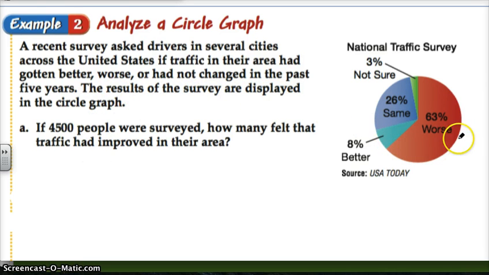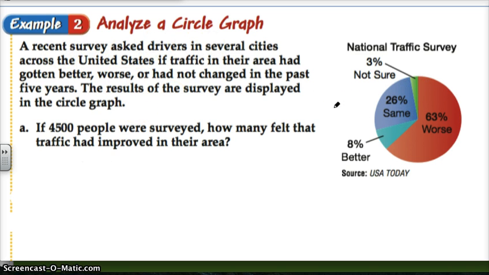One good thing to do anytime you get a graph, take a look at all aspects of it so you know exactly what's happening. This is especially important in standardized testing. So, National Traffic Survey, we see a lot of people thought it was worse. Few people thought it was better. Some people thought it was the same, had not changed. And other people were not sure. They're like, I don't know. I don't drive. I don't know what's happening. All right. Or they did say drivers, so whatever.